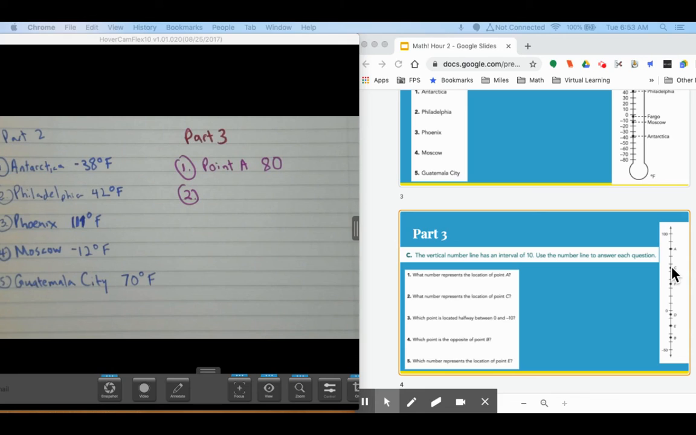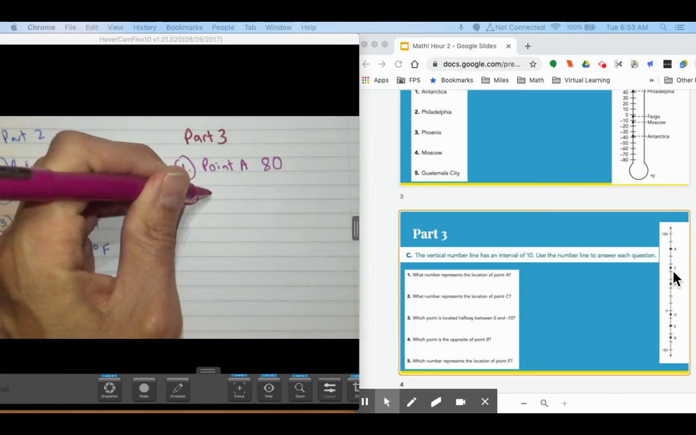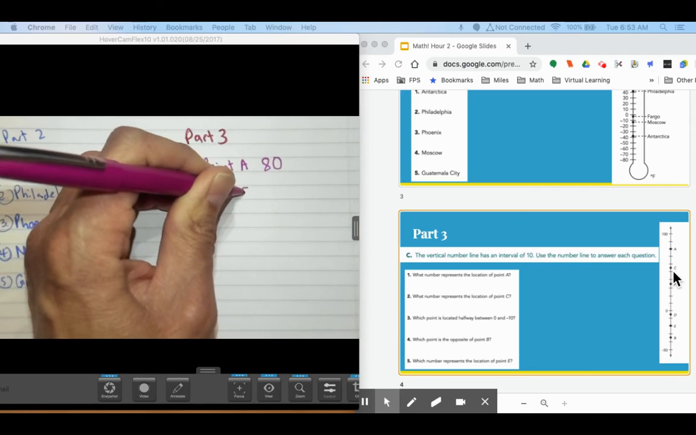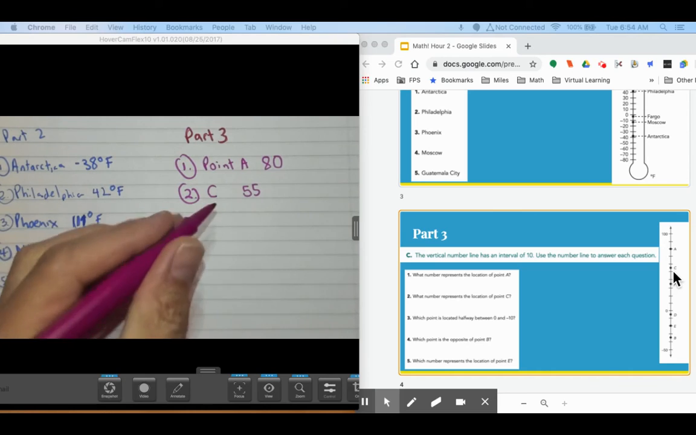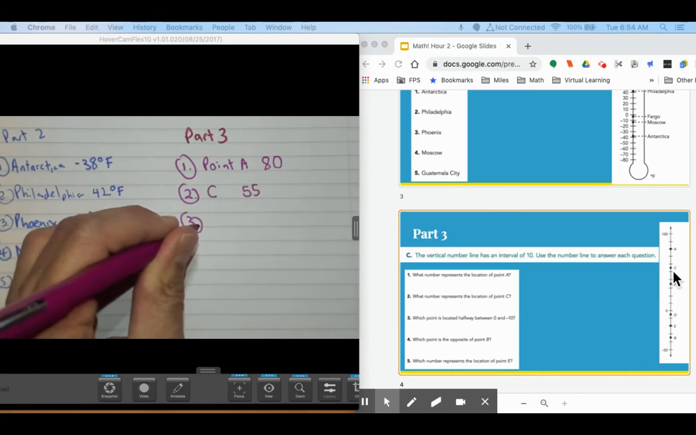Point C is right here. What number represents the location of point C? 0, 10, 20, 30, 40, 50, 60. It's halfway between 50 and 60. So C, I would say, is at 55 on the vertical number line. Pause it, do number 3.